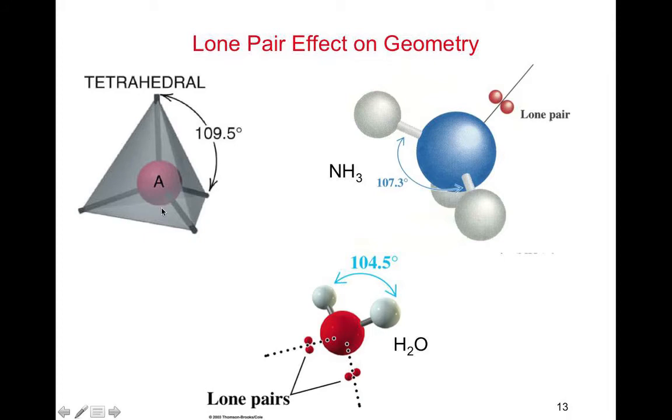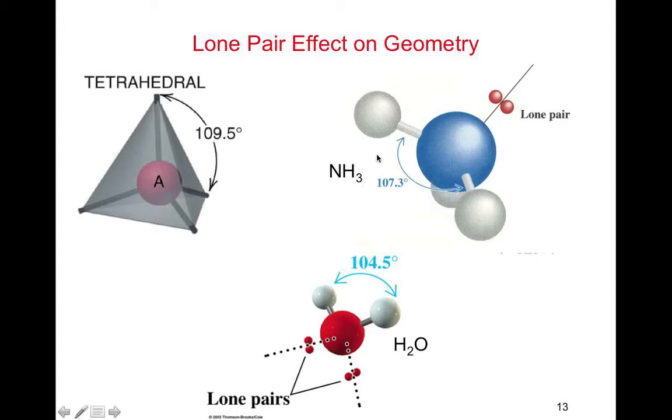So if I have a tetrahedral molecule, the ideal bond angle is always 109.5. But in the case of ammonia, that was our case where we had 3 bonded atoms and 1 lone pair, the lone pair, being more repulsive, squishes the rest of the atoms together. So the 3 remaining hydrogen atoms in ammonia get a little bit closer together because the lone pair is more repulsive. So the bond angle in the trigonal pyramidal molecules is less than the ideal bond angle. In the case of ammonia, it turns out it's 107.3.